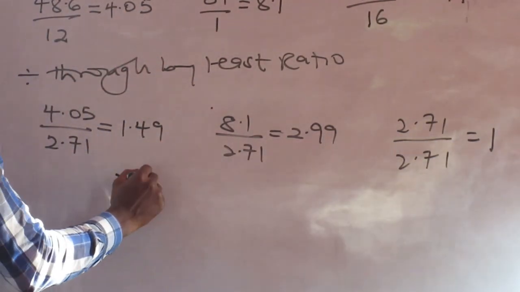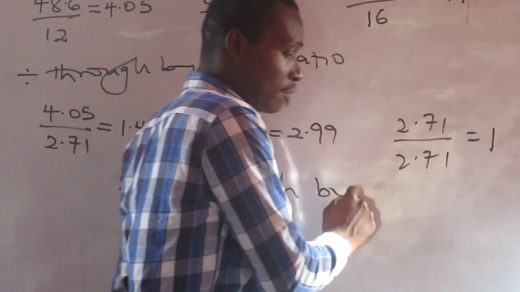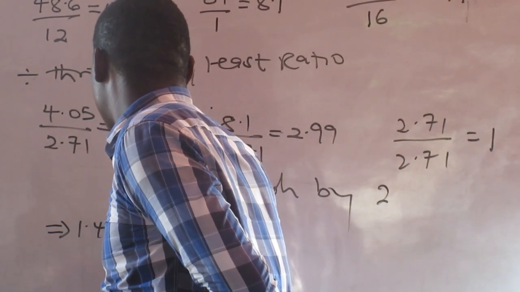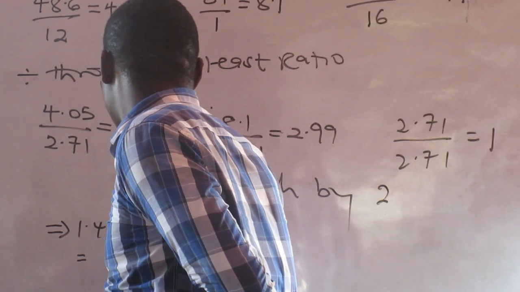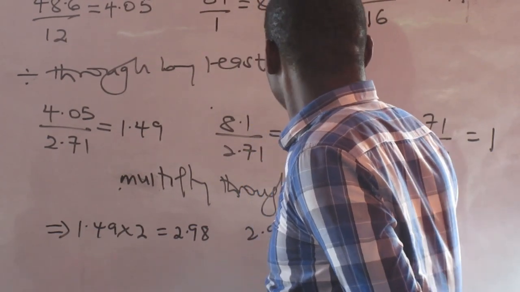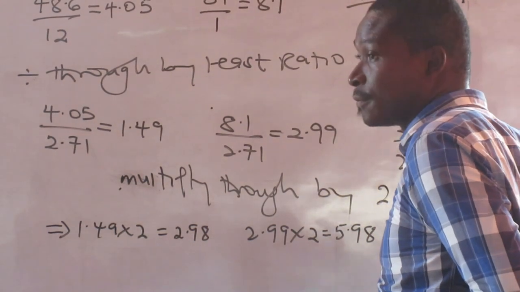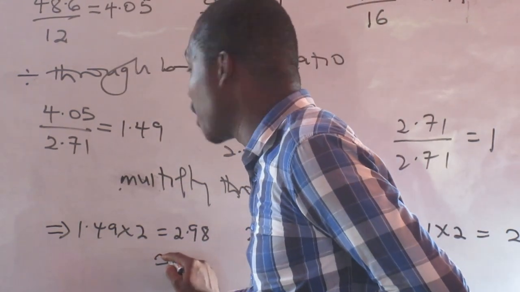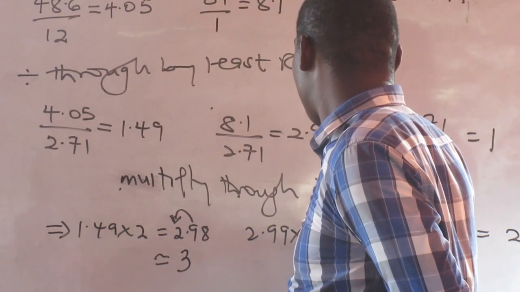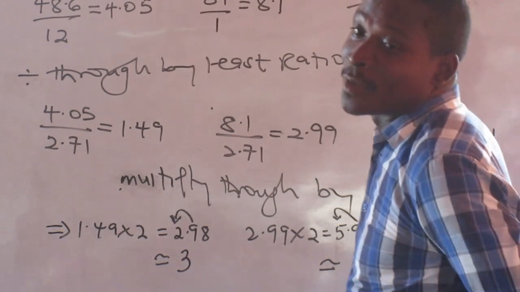So you multiply through by 2. Right, let's go. Multiplication: 1.49 by 2. Yes. 2.99 by 2 is 5.98, 1 by 2. Good. Now let's see approximations, let's try it. That is 6. You see that? And then it's still 2. Obviously, what is going on?